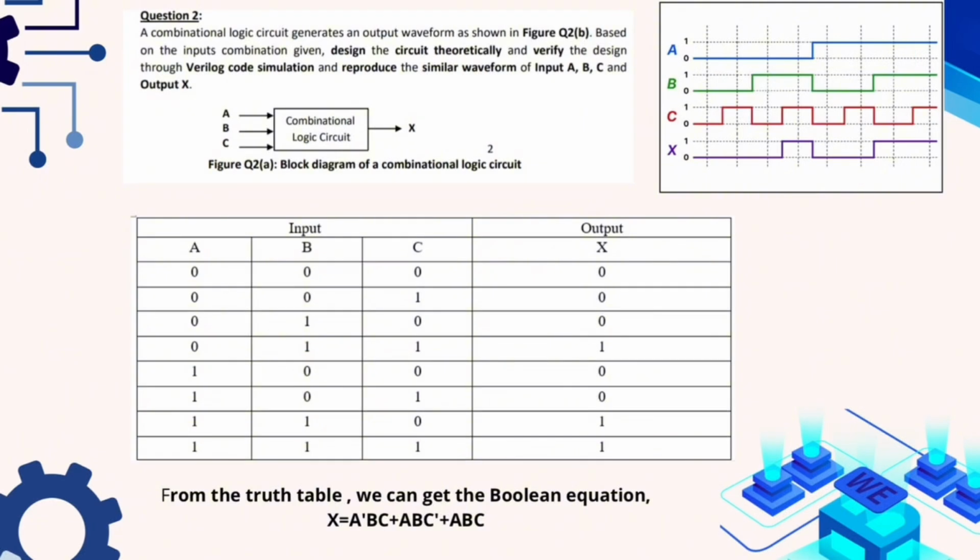Moving on to question 2. We are given a combinational logic circuit with 3 inputs A, B, C, and 1 output X. The truth table is provided and we need to derive the Boolean equation, design the circuit, and verify it with simulation. From the truth table, we can see that the output X is 1 for 3 input combinations: when A is 0, B is 1, and C is 1; when A is 1, B is 1, and C is 0; and when all 3 inputs are 1. This gives us the Boolean expression X equals A'BC plus AB C' plus ABC. These are the three product terms that correspond to the rows where the output is high.